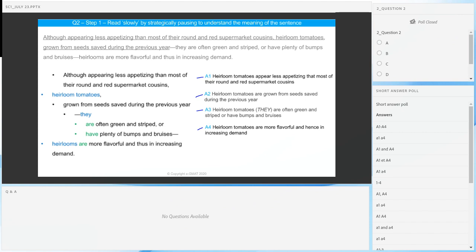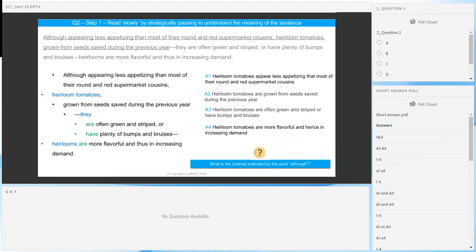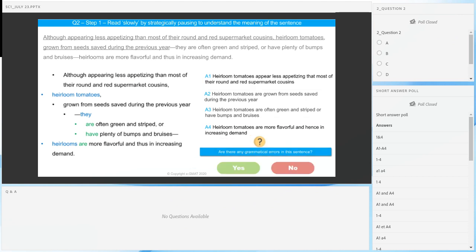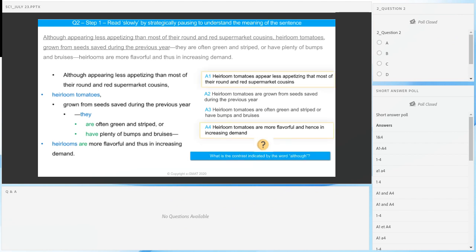Although appearing less appetizing, heirloom tomatoes are more flavorful. So the author is telling us that heirloom tomatoes may not look very pretty, but they are definitely more flavorful. That's the intended contrast in the sentence. So that is our points A1 and A4. They don't look good, but they taste amazing. That's the logical contrast that this sentence has. All of us can answer this if we only pay attention to the information that's coming and analyze it a little bit. This contrast does make sense, right? They may not be good looking, but they taste good.